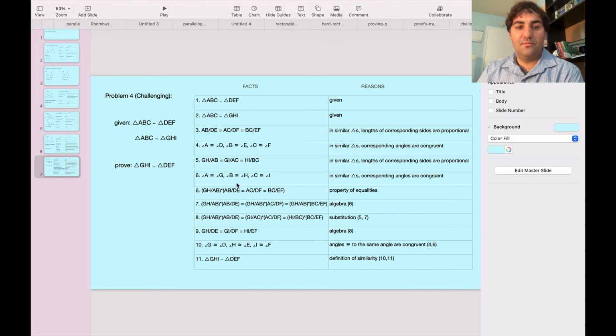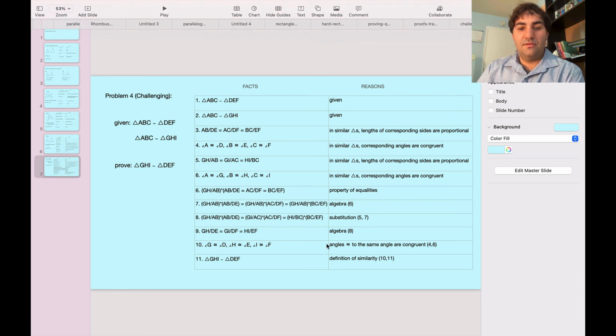And then in the same way, I know that GH over AB is equal to HI divided by BC. So I'm going to substitute GH divided by AB with HI divided by BC in the last element over here. So if you do the algebra and you simplify, you get GH divided by DE is equal to GI divided by DF, which is equal to HI divided by EF.